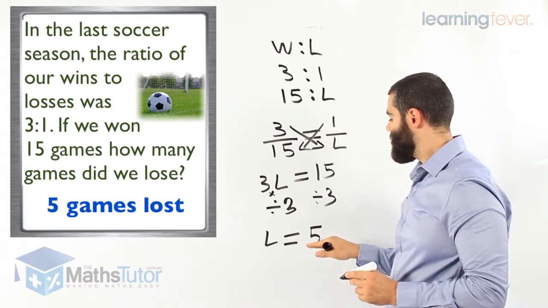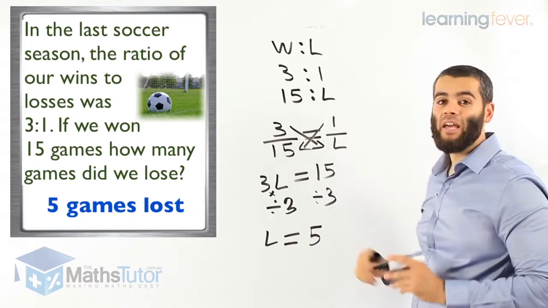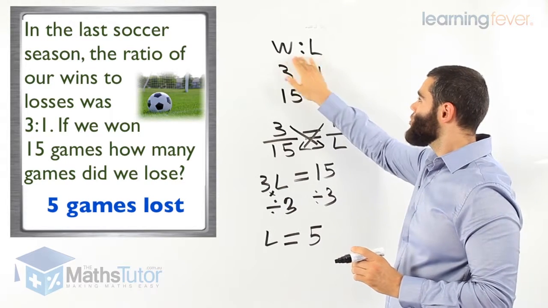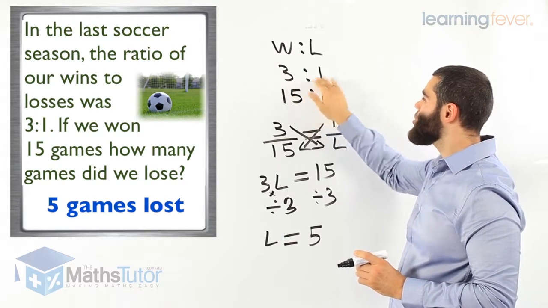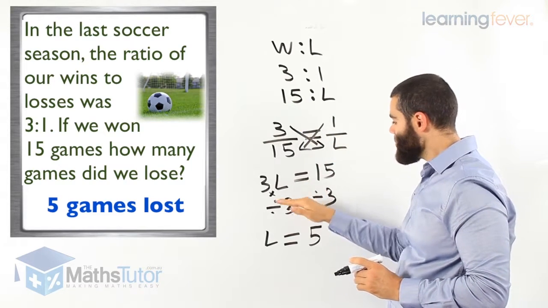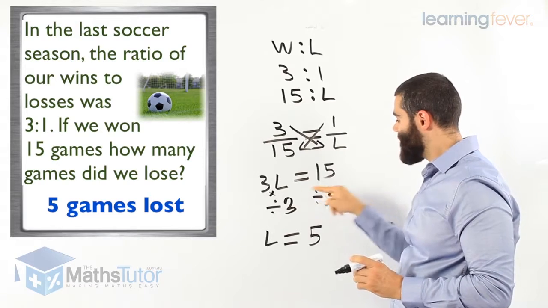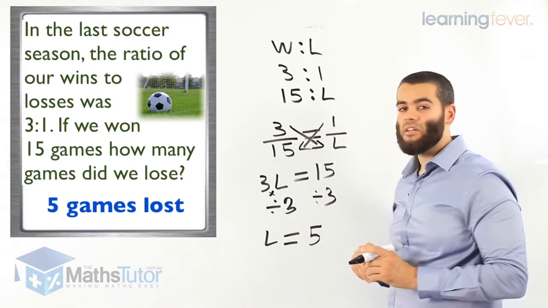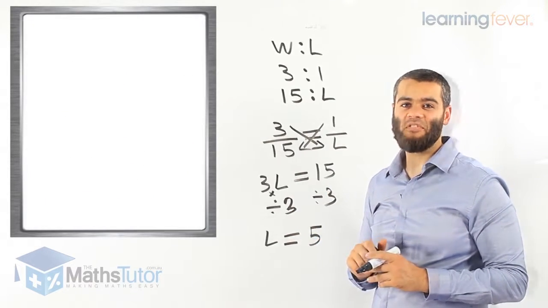This is the way we do it. Again, we follow the same steps. We write the initials, wins and losses, the ratio, and we work down the page. We cross multiply. We create a little equation, divide by 3 on each side. The losses is 5. Let's do some more examples.